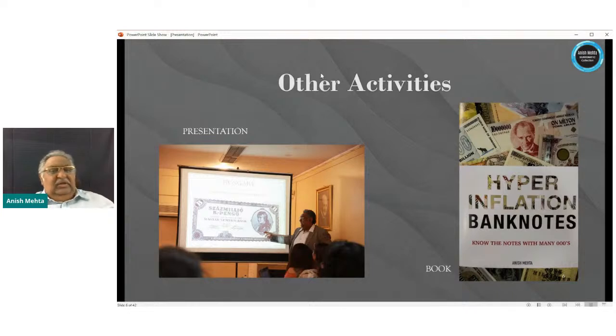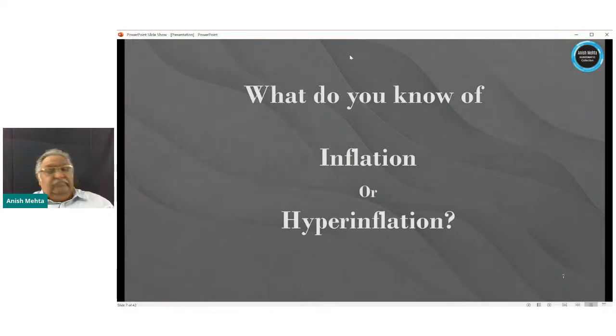I also have conducted certain seminars at certain locations and forums wherein I try to impart information about my collection and the numismatic hobby to different collectors as well as non-collectors. Also, it gave me encouragement and I printed a small book on hyperinflation banknotes. The complete set of the books which were printed have been sold out, and a few of them were also sold through Amazon.